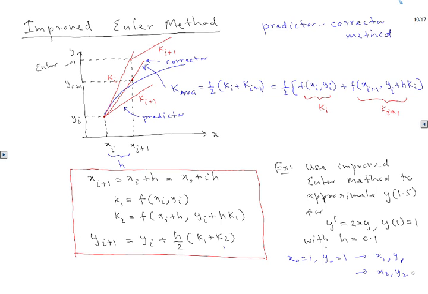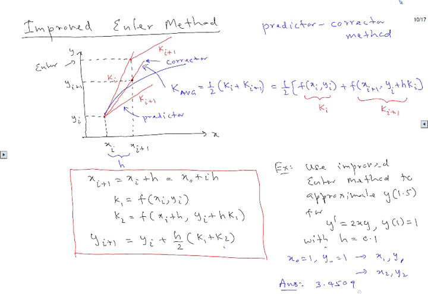So the answer for this problem is, how much do you get? You're going to get 3.4509. See whether you get something close to that. 3.4509, so that's the answer. Okay, that's what we call the improved Euler method.